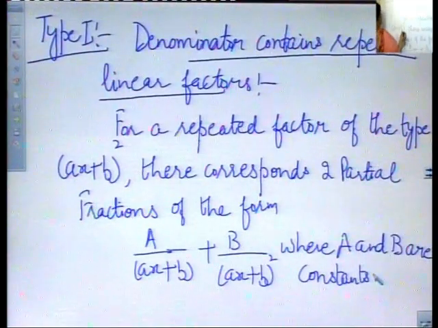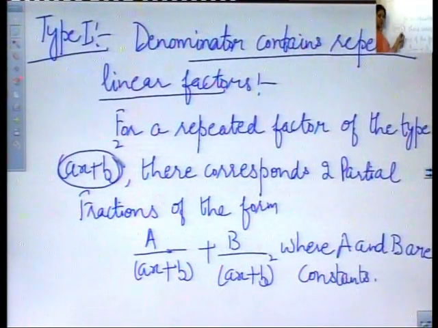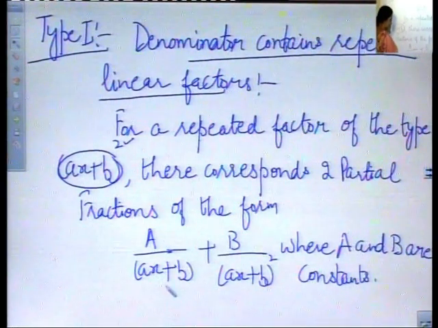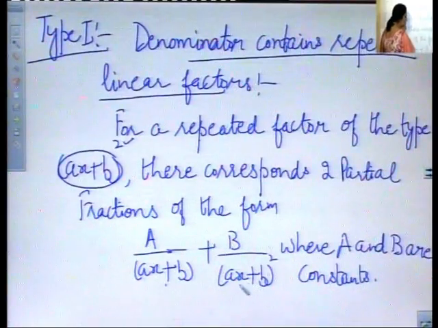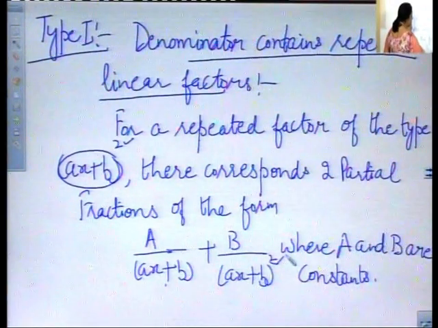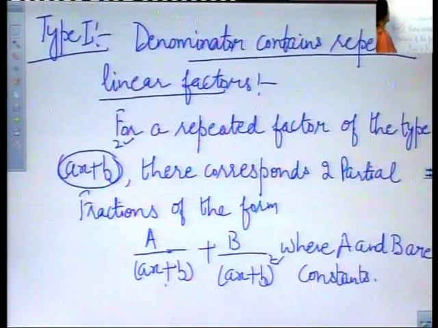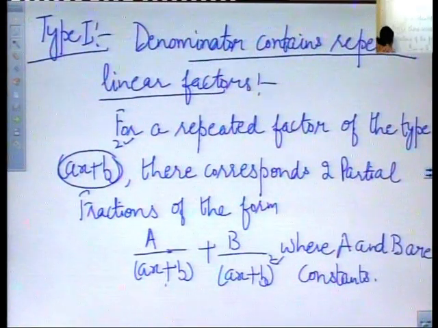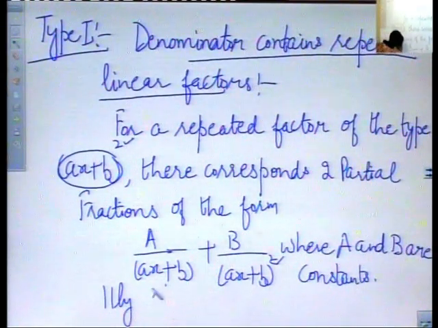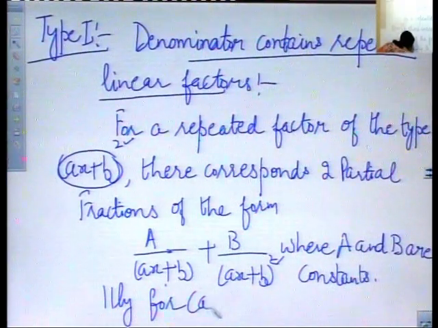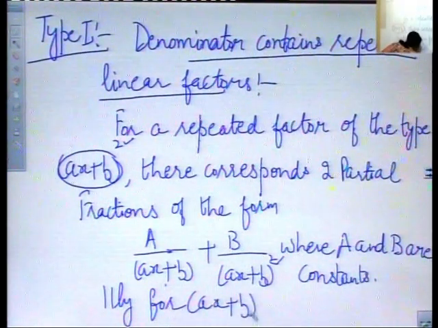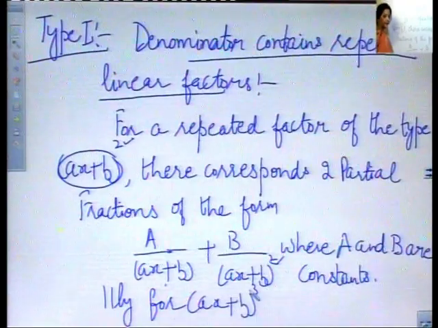Now, if in the denominator we have the linear factor ax plus b, it is being repeated how many times? 2 times. For resolving this into partial fractions, we will have a over ax plus b plus b over ax plus b whole square, where a and b are constants. Similarly, for ax plus b cube, we will have how many partial fractions? 3. We will split it into 3.